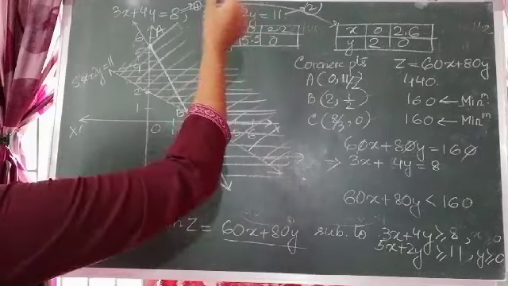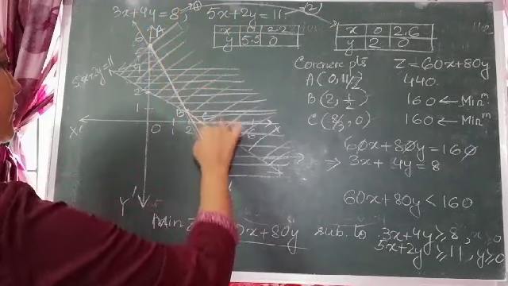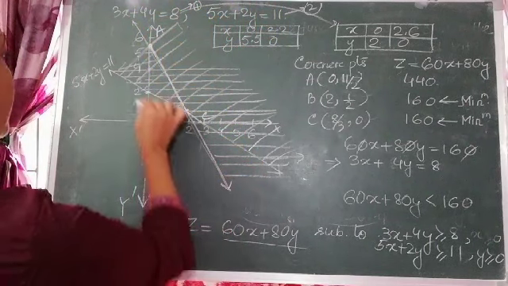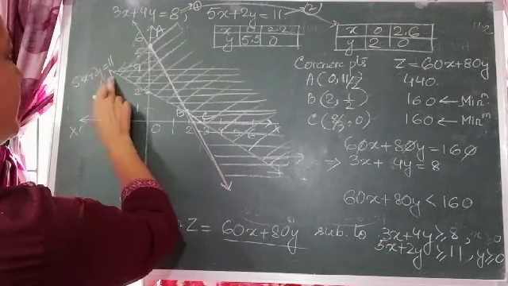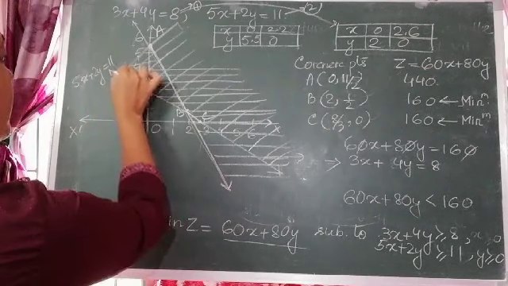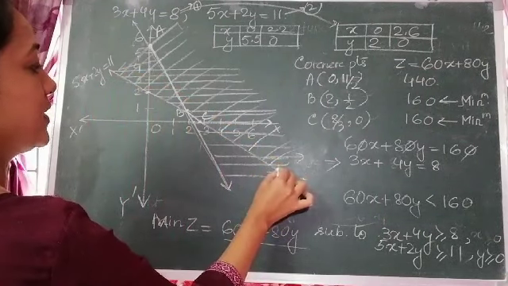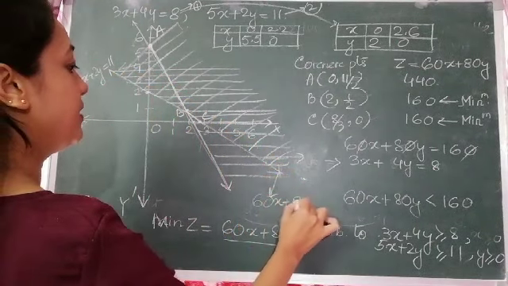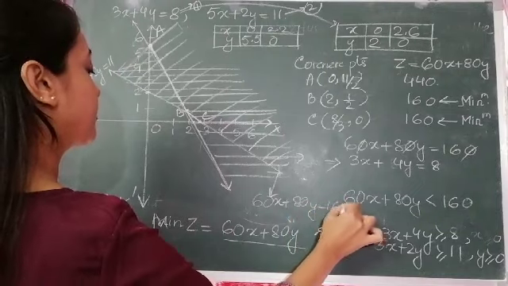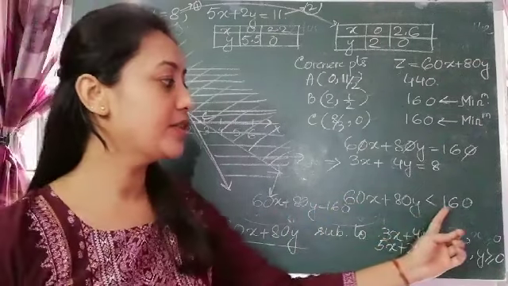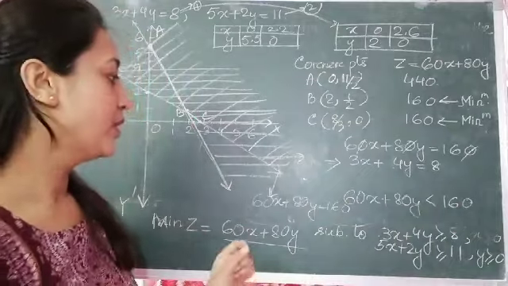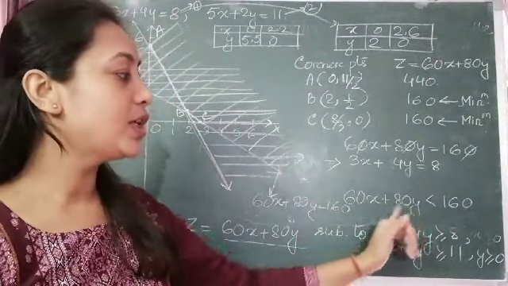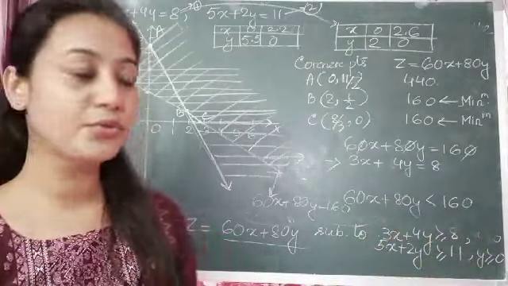So this is the graph, not this, this is the graph of 3x plus 4y equals 8, that is 60x plus 80y equals 160. Now it's less than or equal to 160. So less than 160 means put x equals 0, y equals 0. So 0 is less than 160. Is it true? Yes, it's true.